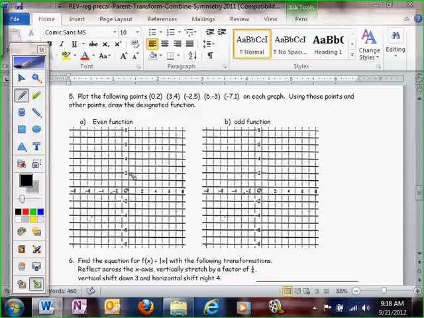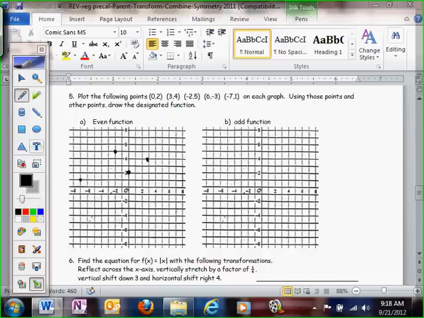So we have 0, 2, 3, 4, negative 2, 5, 6, negative 3, and 7, 1. And then make sure you plot those points right, because I make mistakes sometimes on plotting points too. So just double check yourself. Take your time. Alright, so the first step was to plot those points.